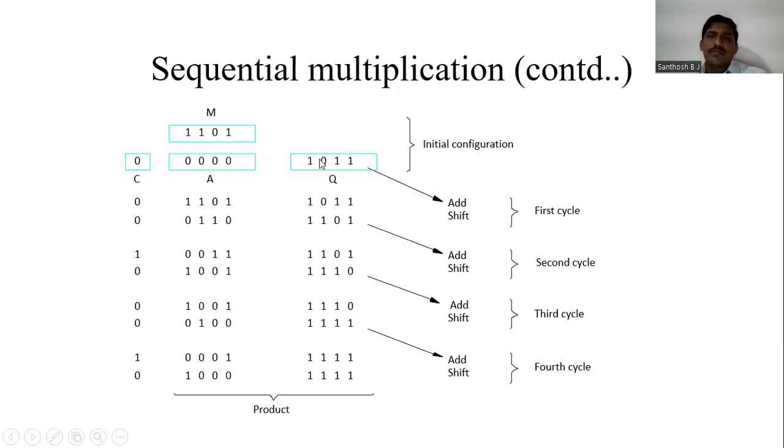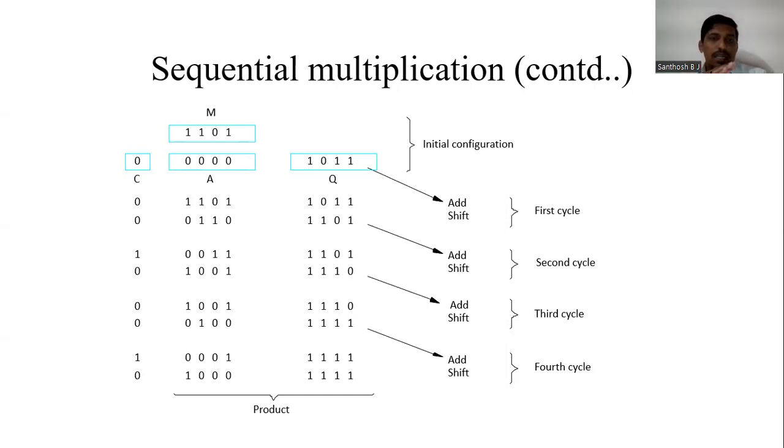So 13 into 11. What is the product of 13 into 11? 143. Totally 143 is the answer. The normal multiplication 13 into 11 is 143. You take it like that. So how will we add in the sequential circuit? How does it work in the sequential circuit? So let's try. That is the initial configuration. All of you know how to write the initial configuration. So carry, that is the register, that is Q. Once again, you understood Q is nothing but the multiplier and M is nothing but the multiplicand. There is no confusion at all about the multiplicand and multiplier.